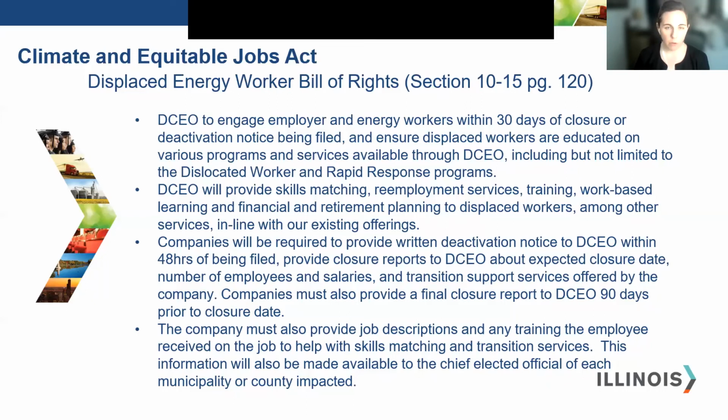They need to provide closure reports to DCEO about the expected closure date, the number of employees and their salaries, and any transition support services that the company will offer. The company must also provide job descriptions and any training the employee received on the job to help with skills matching and transition services. And this can be very important to ensure that training or reemployment support is tailored to the individual, but also doesn't recreate the wheel and simply waste time. The more information we have, the more targeted and helpful these programs can be. Next slide.